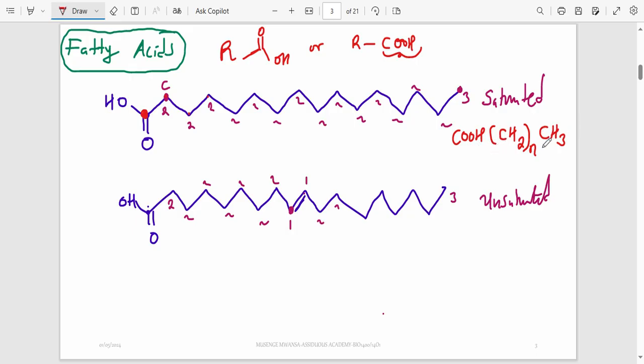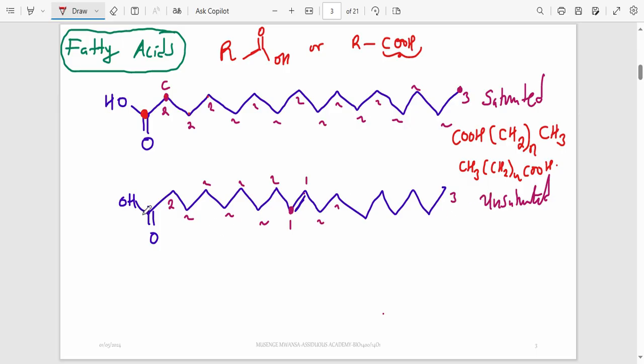I could as well have written it by starting with CH3 and then writing CH2 with N and then COOH. This is very important, don't forget that. Because they can give you a formula, they'll just write the formula and then ask you to determine whether it's saturated or unsaturated. So it should be able to balance with the formula that we have here. The number of hydrogens and the number of carbons should be able to balance.